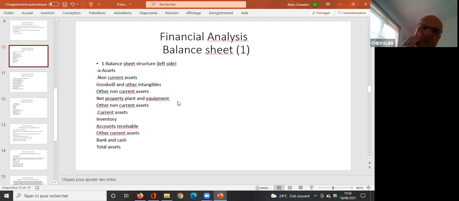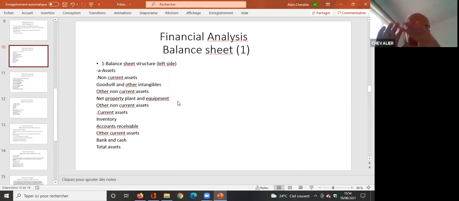So the first element presented here, some of you know that very well, some others are not very familiar with it, is the balance sheet structure. And the balance sheet structure is divided into, I would say, categories. The first category on the asset side is the non-current assets, followed by the current assets.